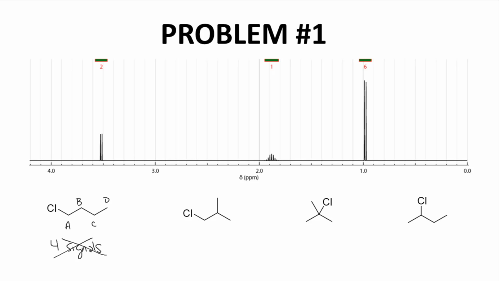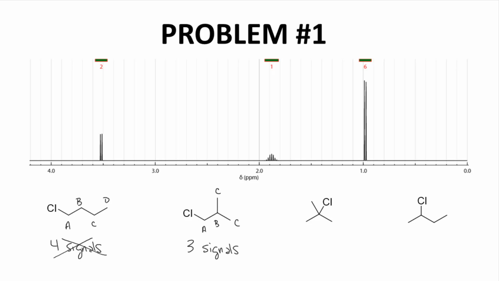Okay, our next structure. Let's see, there's a CH2. That should have a signal. This CH between the methyl groups should have a signal. And then we have a methyl and another methyl. These two methyl groups are identical by symmetry. Okay, so this molecule should have, we would expect, 3 signals. So that's a possibility. Now let's keep working to the right.